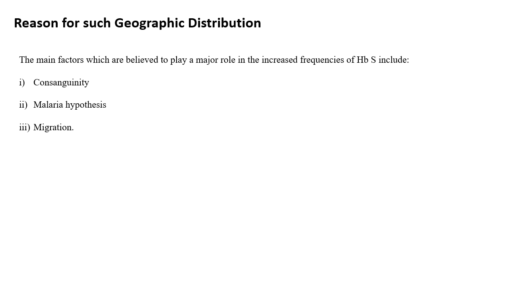The second is the malaria hypothesis. I'll come to that in my next slides. And the third one is migration. Now, this is a hypothesis that many African people were brought to America as slaves, and that is how sickle cell traveled from Africa to America.